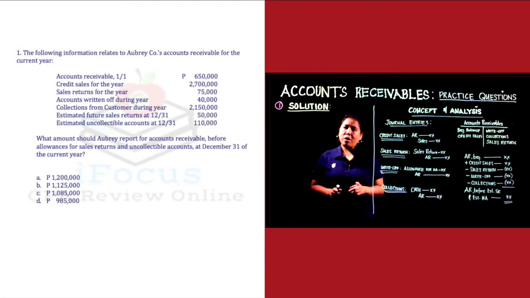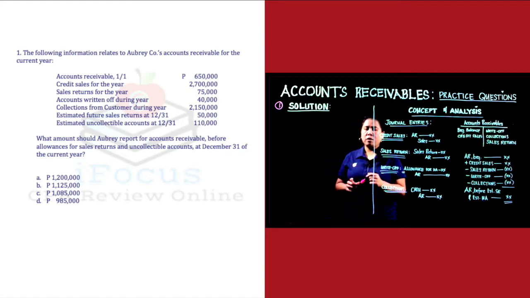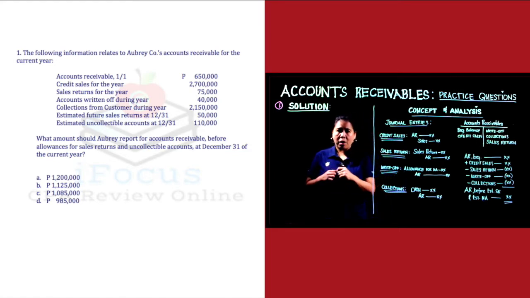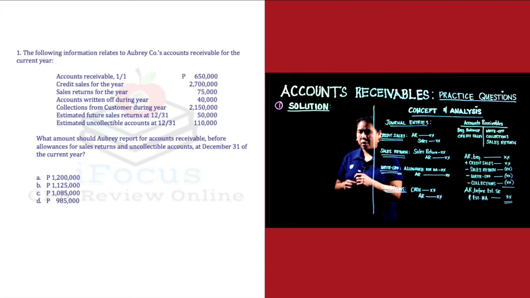Alright, question number 1 tayo. Alright, the requirements on question number 1 is, what amount should Aubrey report for accounts receivable before allowances for sales returned and uncollectible account at December 31st of the current year? Alright, so ang tinatanong is yung amount lang kung saan hindi natin i-deduct or i-minus yung allowances for sales returns and uncollectible account. Sa pag-solve ng problem na ito, you can solve the problems by using the T accounts.